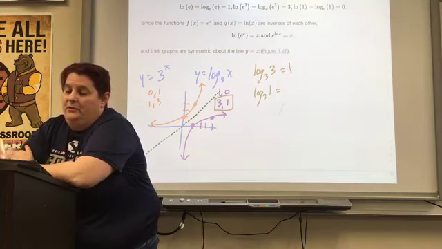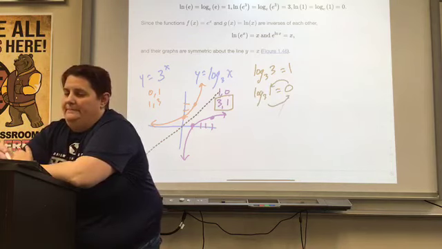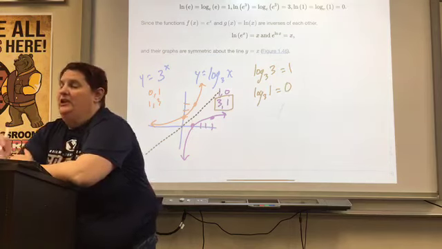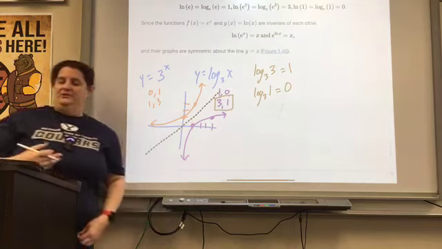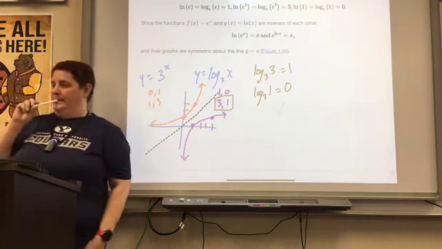3 to the what is 1? If I plug in 0, I get 1, because anything to the 0 is 1. Is there an equation you can use for this, or is it just kind of mental math? We're going to look at a bunch of properties. So when you ask log base 3 of 1, it's just 3 to the what is 1.